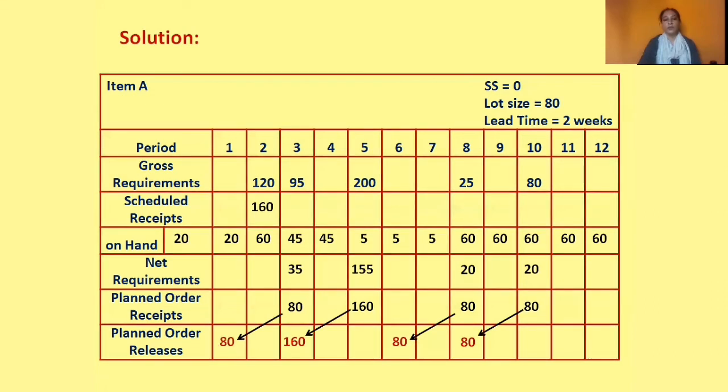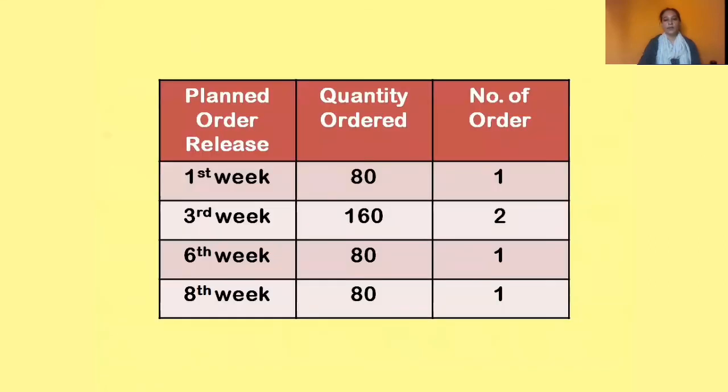So now we can summarize this table and we can write that the planned order releases will be 1st week, 3rd week, 6th week and 8th week. And what will be the quantity? For the 1st week we will place one order, in which we will receive 80 units. For the 3rd week we need to place 2 orders, in which we will receive 160 units. For the 6th week we will place one order and we will receive 80 units, and similarly for the 8th week we can place one order and receive 80 units.